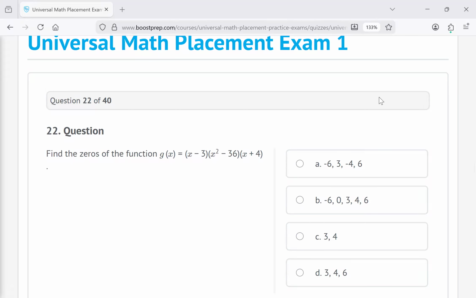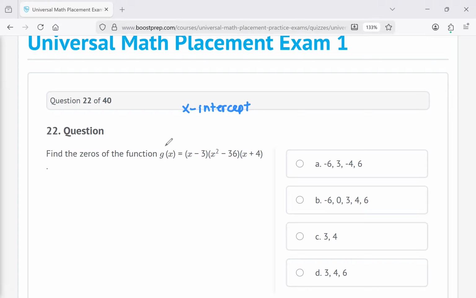Okay, so question two, find the zeros of this polynomial: x minus 3, x squared minus 36, and x plus 4. So when they say find the zeros or find the solutions, they literally mean one thing, the x-intercepts. The good news is they already have this polynomial in the most factored form. Well, is it? No. I mean, it is factored, but is it the most factored?